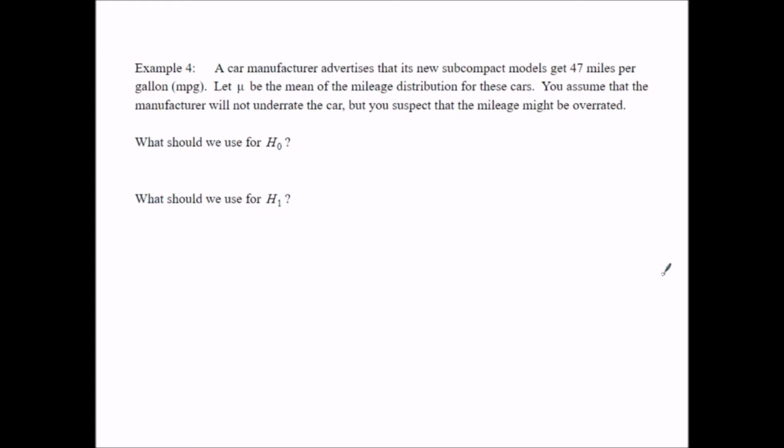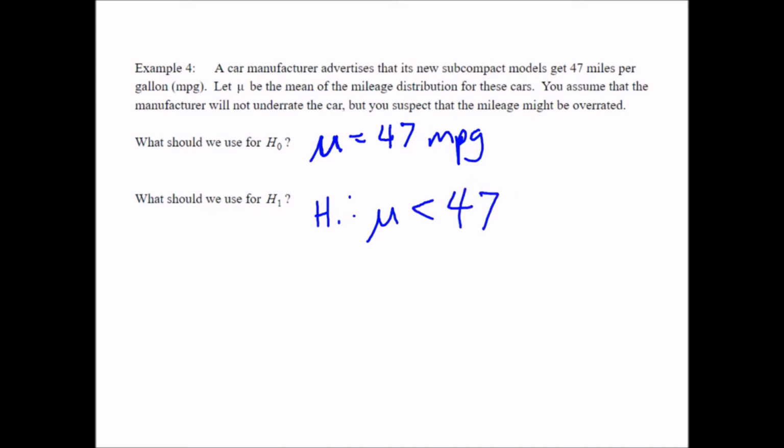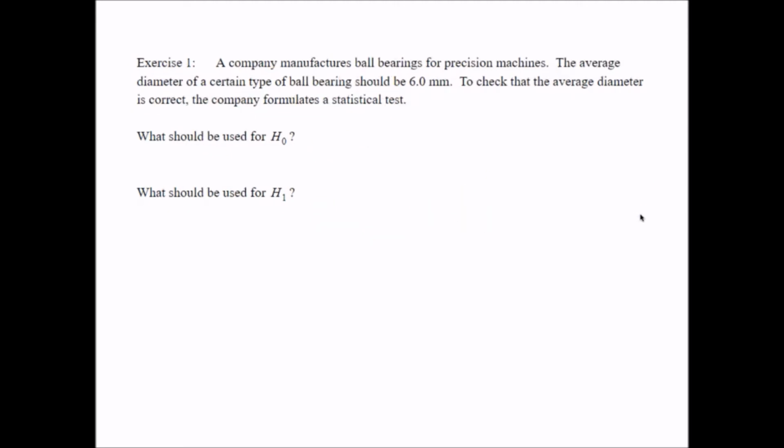So what would H naught be? What's the null hypothesis? That our mu is equal to 47 miles per gallon. What's our alternate? That mu is probably too high, so it's more likely less than 47 miles per gallon. With the exercise, maybe try it on your own, pause, and then move forward to see if you get the same thing.